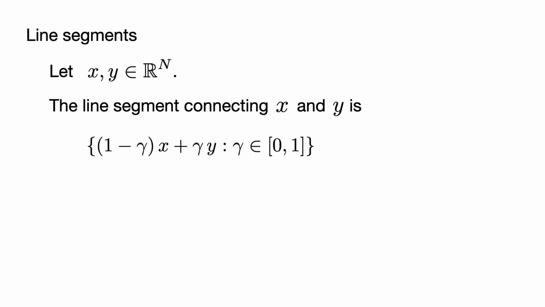Let's talk about line segments. So let x and y both be elements of R^n. The line segment connecting x and y is the set of (1 minus gamma) times x plus gamma times y, such that gamma is in the interval [0, 1] inclusive.